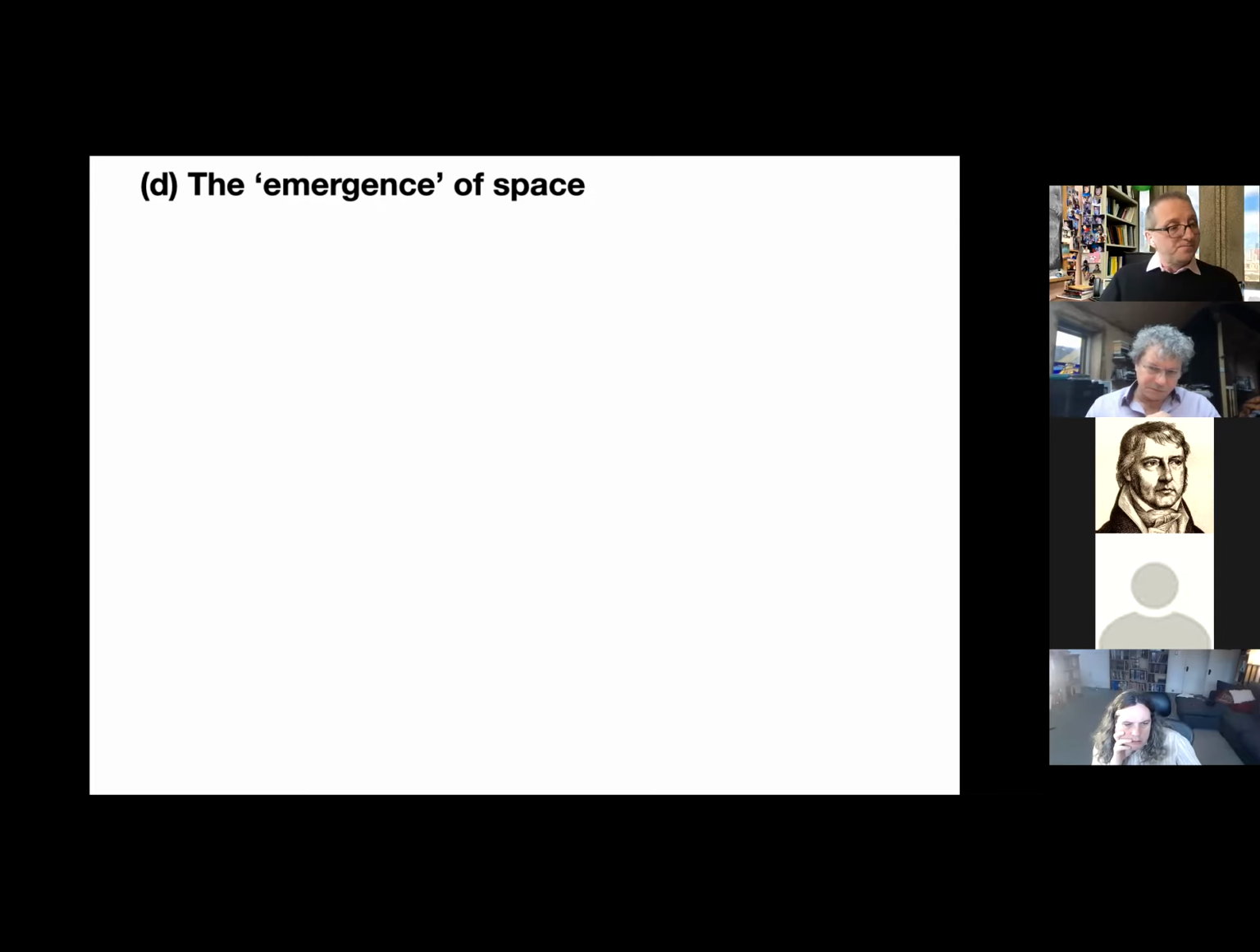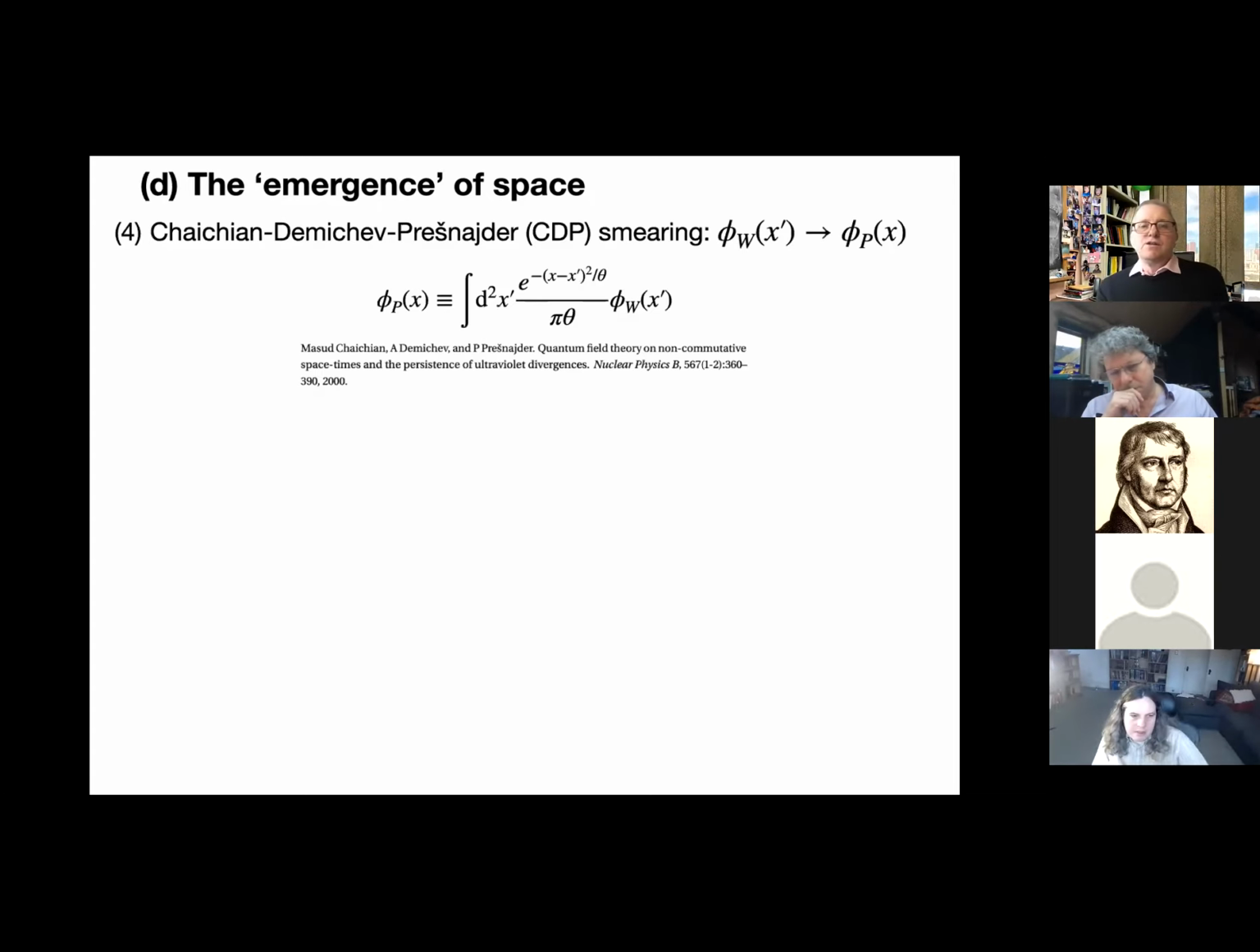So just because the Weyl fields don't have meaning in terms of localized quantities, it doesn't follow that other objects defined in terms of them don't either. So here's a formal procedure for defining a new set of objects. It comes from a smearing operation from some work by Chaichian, Demichev, and Presnajder, CDP.